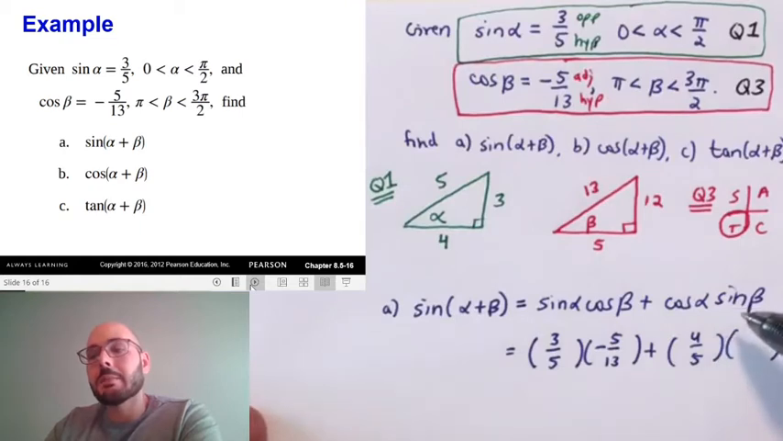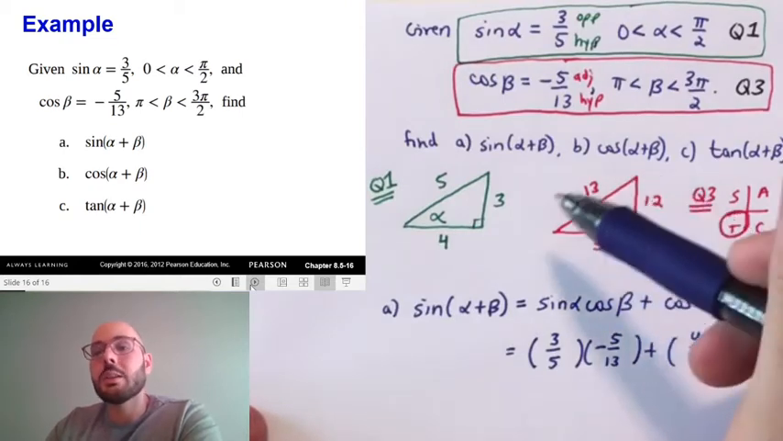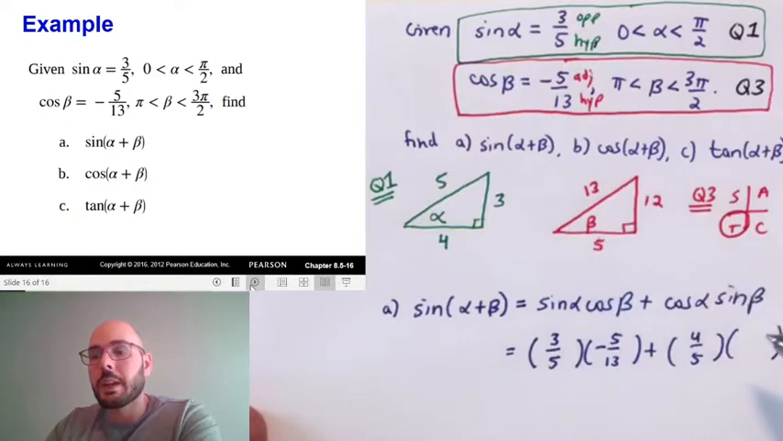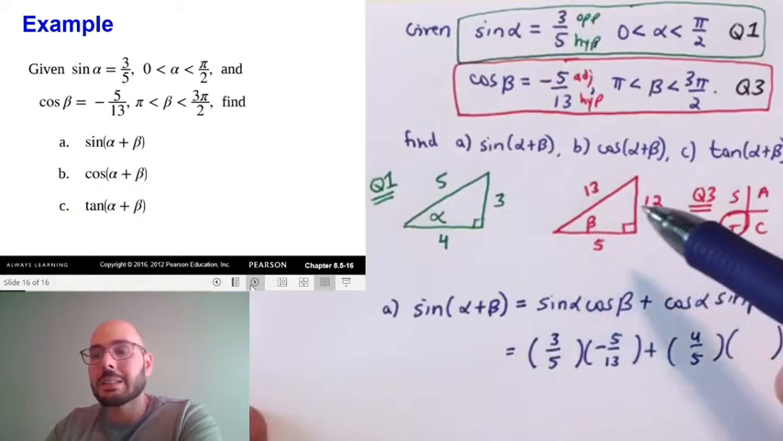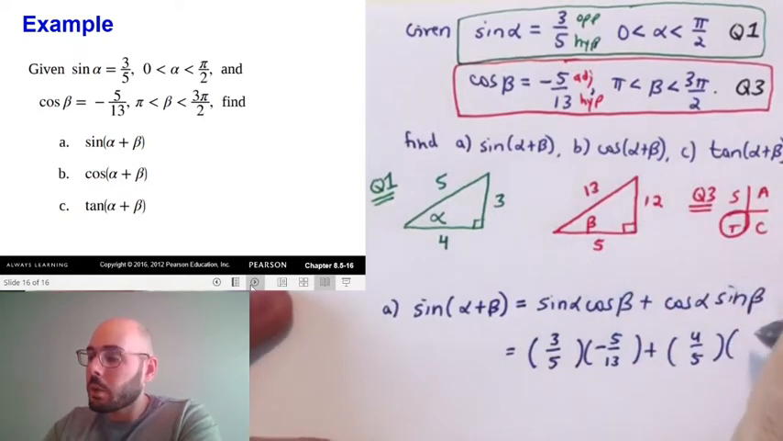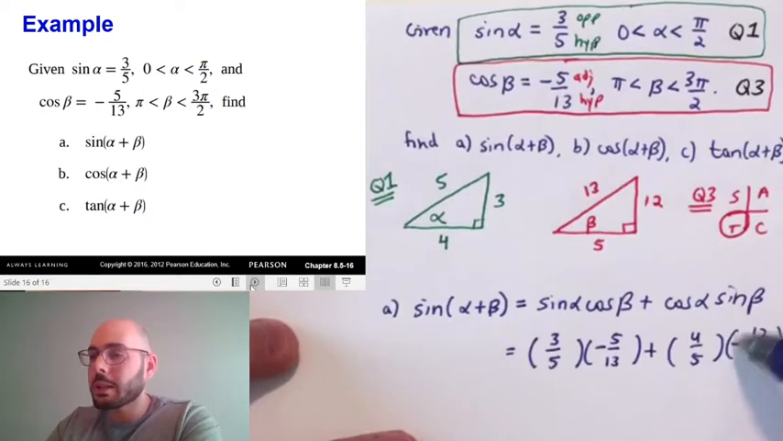Sine of beta. This time you're going to switch and look at this red triangle. That's the beta triangle. So we want sine of that. Sine is opposite over hypotenuse, which is 12 over 13. But it must be negative. And this is super important. I want to stress this.